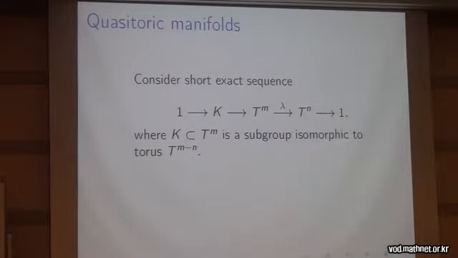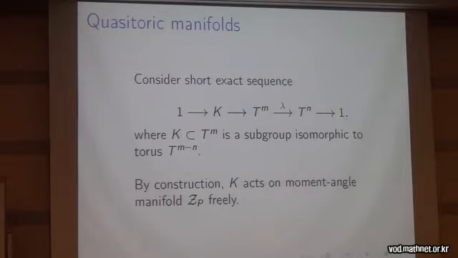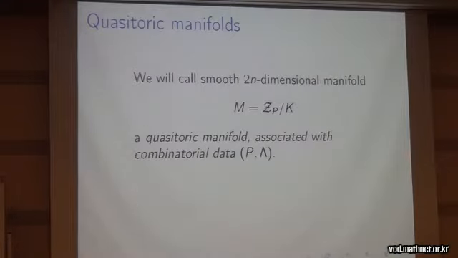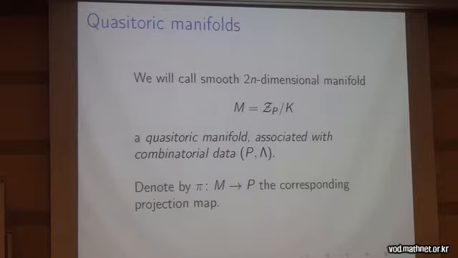And we can consider now the short exact sequence generated by the homomorphism lambda, where K is a subgroup isomorphic to the torus T^(m-n). And you can verify that by construction K acts freely on the manifold Z_P, and we can now define a quotient space. This is a smooth, compact space. We call it the quasitoric manifold associated with the combinatorial data (P, lambda). Recall that it again has a canonical smooth structure, and throughout the talk we'll be working with this representation of the quasitoric manifold. Denote by p the corresponding projection map. We'll need it later.